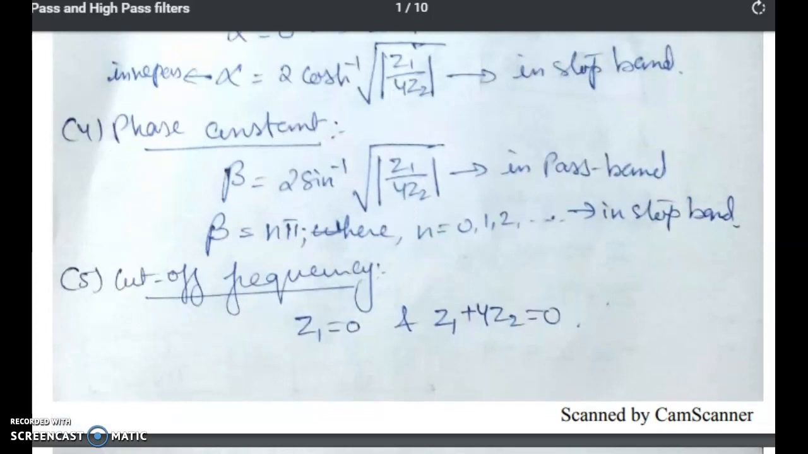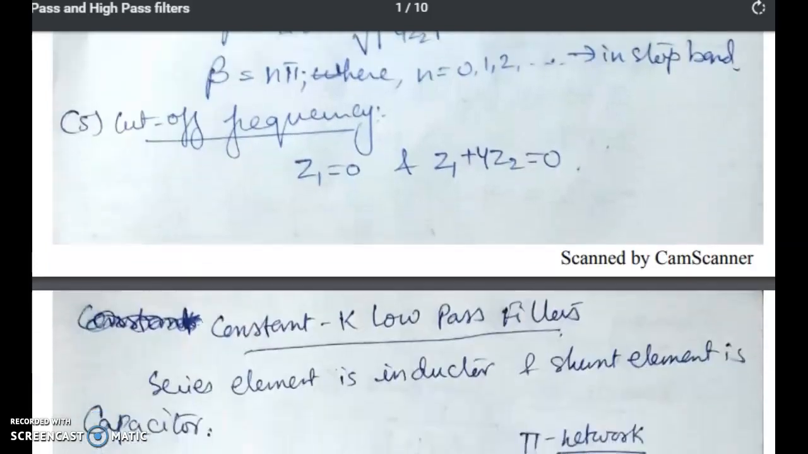Similarly, phase constant is the next characteristic. Phase constant beta is equal to 2 sine inverse of root of Z1 upon 4 Z2 in the pass band, and it is equal to n pi, where n is equal to 0, 1, 2 in the stop band. Next characteristic is cutoff frequency. To define the frequency range of the filter, Z1 must be equal to 0 and Z1 plus 4 Z2 must be equal to 0. These two equations will define the frequency band of the filter.